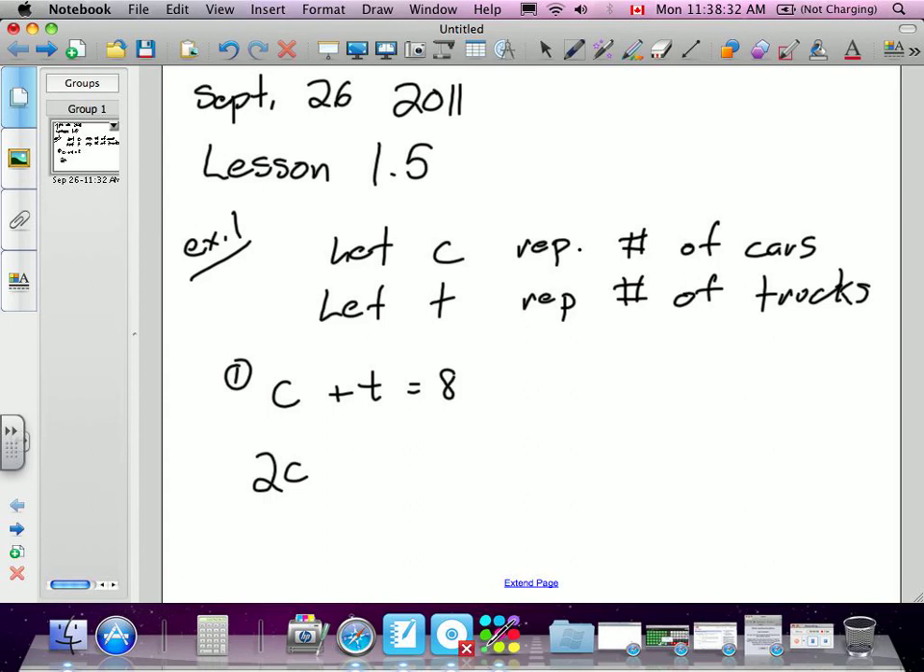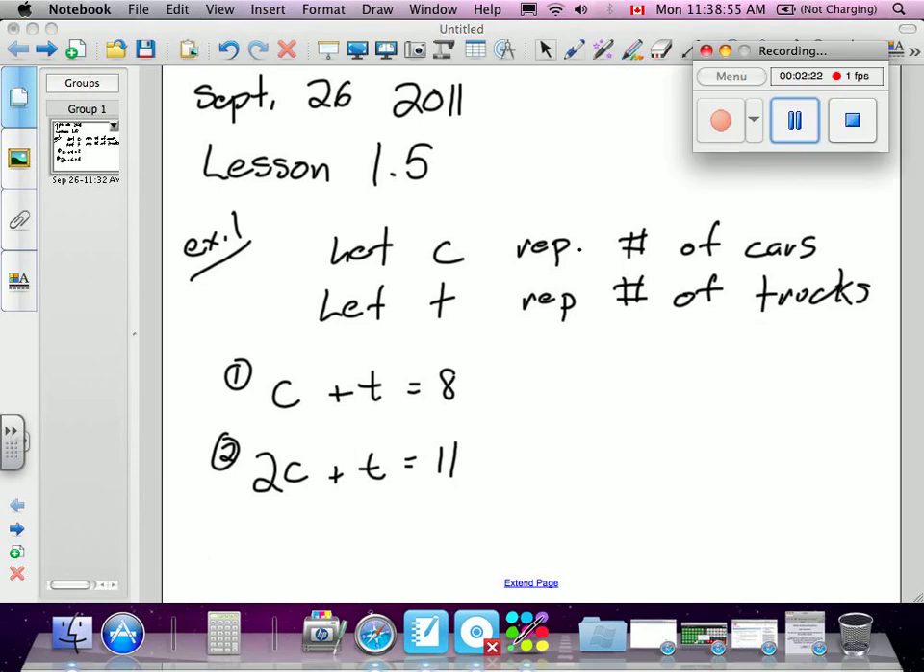It says he hopes to double the number of cars he has now. If he does, he will have a total of 11 cars and trucks. So, are the number of trucks changing? No. So we're still going to add 2 times the amount of cars plus trucks, and he'll have 11 vehicles in total. Okay, so I have my 2 equations.